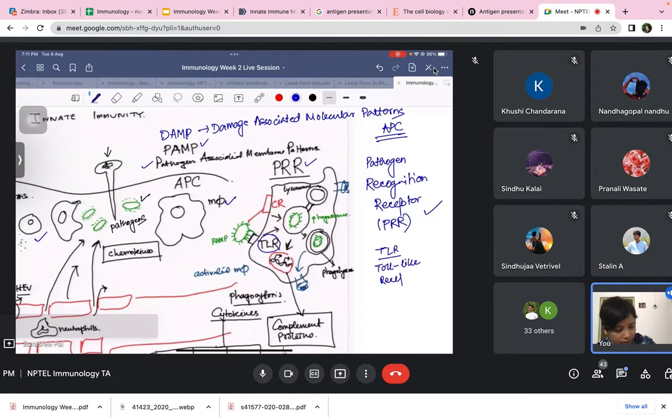TLR is a toll-like receptor, which is actually a kind of pathogen recognition receptor, right? And so there are particular PAMPs on the surface of the pathogen which interact with the TLR, and then it initiates a cascade of events. So first this pathogen is internalized, so it is phagocytosed. So this phagocytosis occurs here.